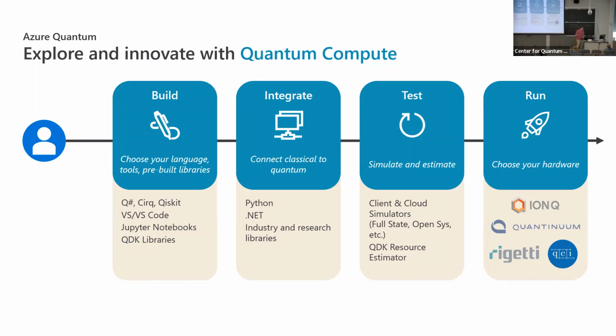Then at the end, you target the hardware backends. Today, you can already target IonQ and Quantinuum. Quantinuum is the former Honeywell group. They merged with Cambridge Quantum, a startup. And we are unlocking Rigetti and QCI later this year. That goes through a different mechanism than these other two, but that's going to be ready this summer. And people can already sign up for a private preview.